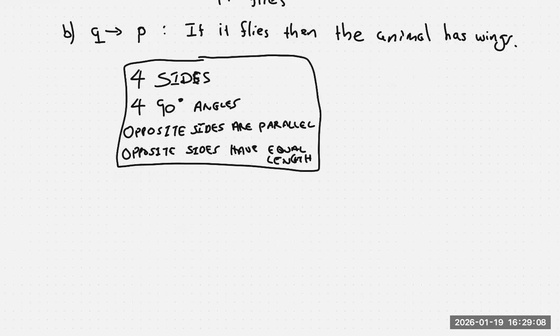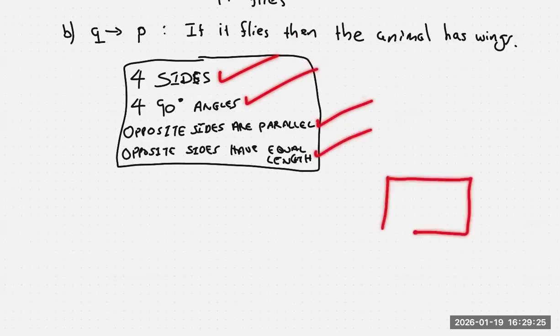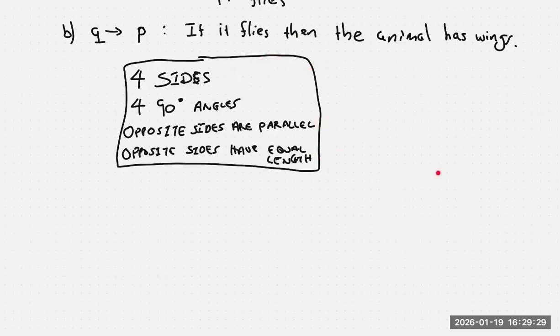Right. That is the key. It has 4 equal sides. All the sides are equal. So it has the 4 sides, yes, that's good. It has 4 90-degree angles, yes. Opposite sides are parallel, yes. Opposite sides have equal length, yes. But at the same time, all the 4 sides are equal length. So not just opposite. All the 4 sides have equal length. So you see, all the squares fit the criteria for the rectangle, but not vice versa. The rectangles don't necessarily have to have equal length.